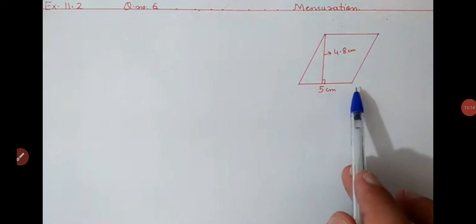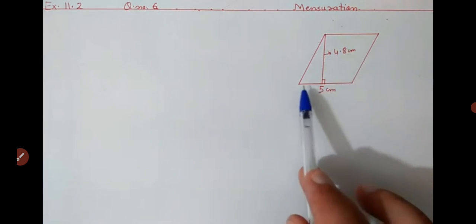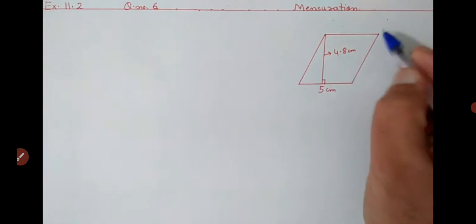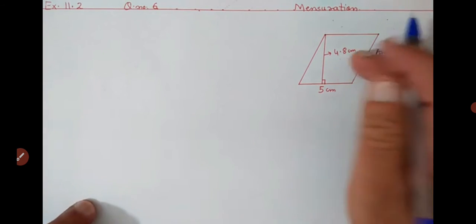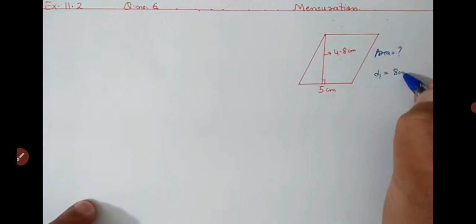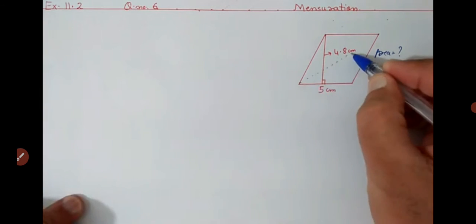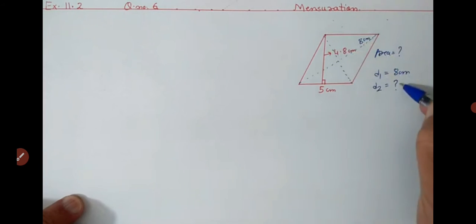Find the area of a rhombus whose side is 5 centimeter and whose altitude is 4.8 centimeter. Here the diagonal is not given, only the side is given. If one of the diagonals is 8 centimeter long, find the length of the other diagonal. Okay, so we have to find the area. d1 is given, 8 centimeter, and we have to find d2.